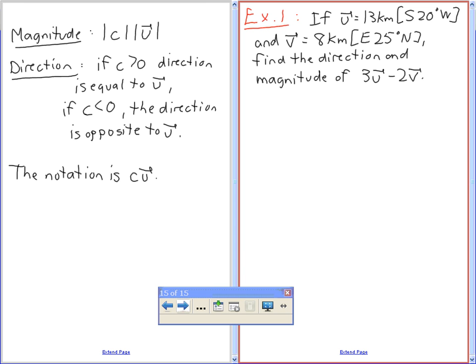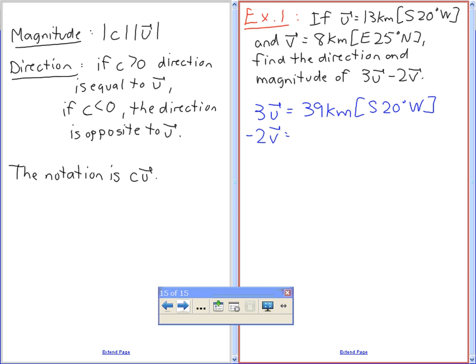Okay, John, you're up. u is equal to 13 kilometers south 20 degrees west. What does 3u equal then? That would be 3 times 13 kilometers, which is 39 kilometers south 20 degrees west. Very good. So the direction isn't changing. Patrick, if v is equal to 8 kilometers east 25 degrees north, what is negative 2v going to be?